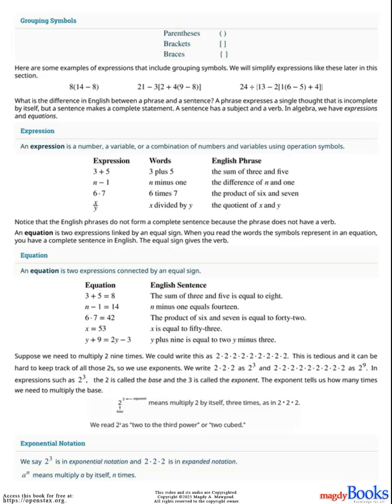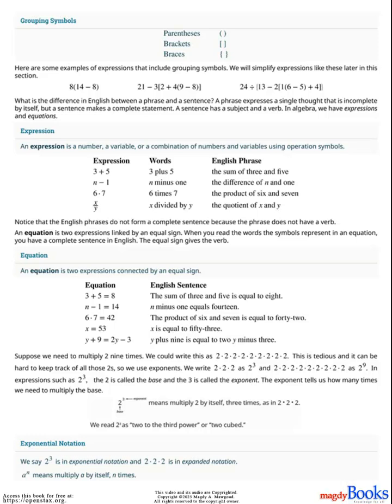8 times, open parenthesis, 14 minus 8, closed parenthesis. 21 minus 3 times, open square bracket, 2 plus 4 times, open parenthesis, 9 minus 8, closed parenthesis, closed square bracket. 24 divided by, open curly bracket, 13 minus 2 times, open square bracket, 1 times, open parenthesis, 6 minus 5, closed parenthesis, plus 4, closed square bracket, closed curly bracket.